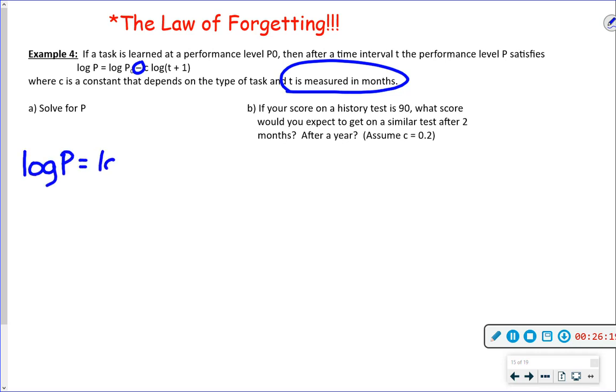So subtraction, just like we were doing, condenses to a quotient. On the top you have that P sub 0, and then the bottom's going to be the T plus 1. And I'm like, oh man, piece of cake. From our earlier lessons in properties of logs, if you have the same thing on either side of an equation, cancel.